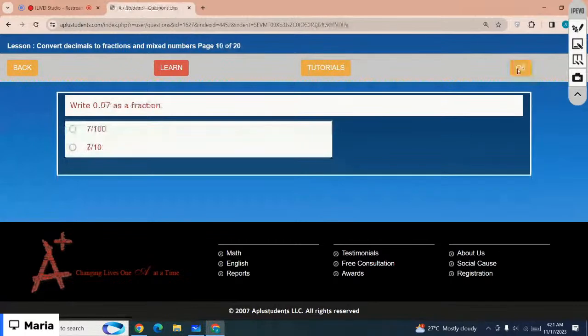Okay, the next one is write 0.007 as a fraction. So which is the correct option? How do you write?